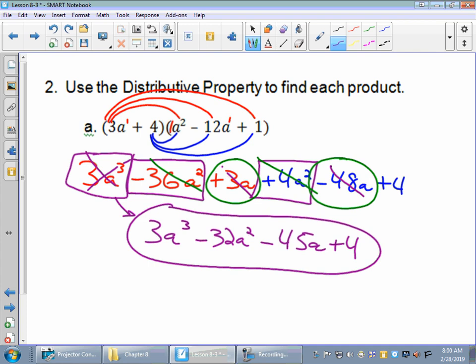Again, looking at our rules, have we combined like terms? Yep. Does everything have a sign, positive, negative? Yep. We got a positive here, got a negative here, negative, positive. So we're in good shape. And is it in standard form? Is it in descending order? Yep. We've got 3, 2, 1, and no variable there. So we're in good shape there.